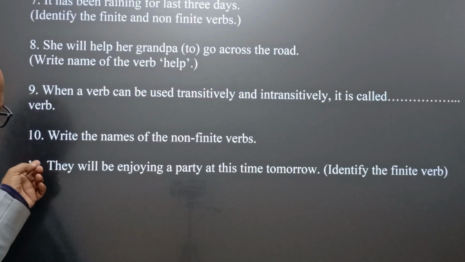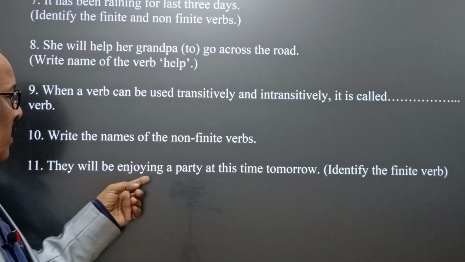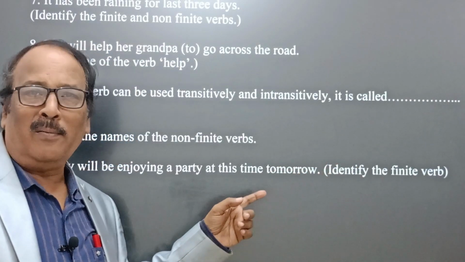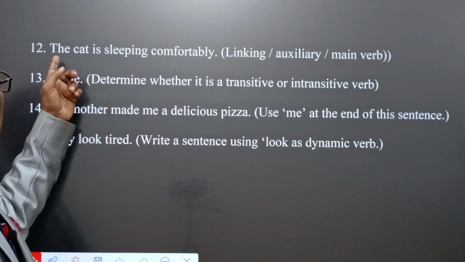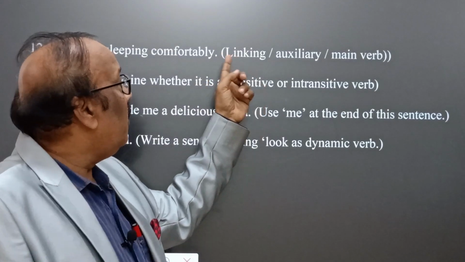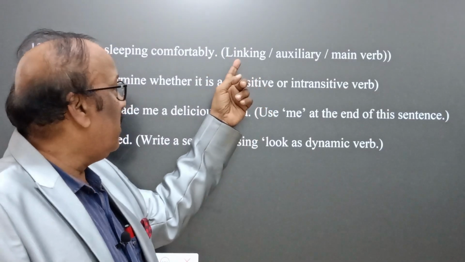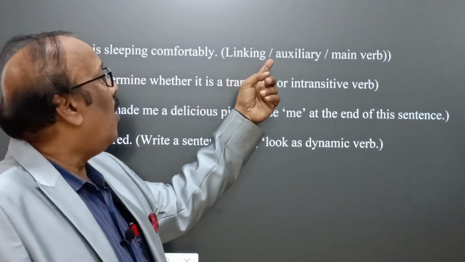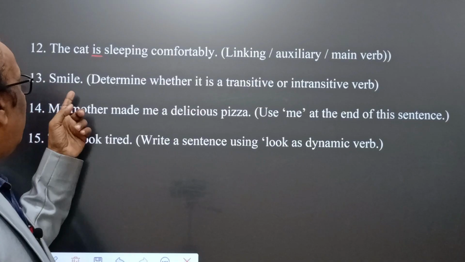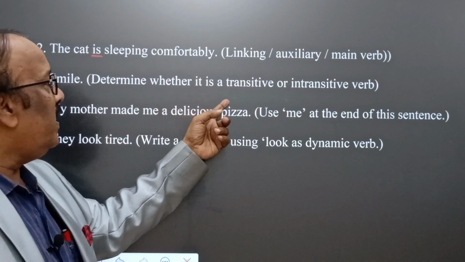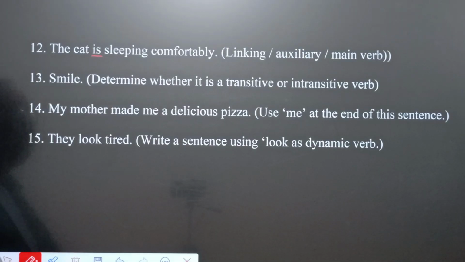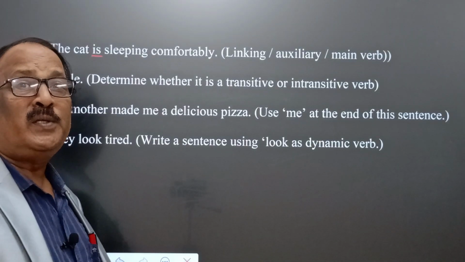Question number 11. They will be enjoying a party at this time tomorrow. Identify the finite verb in this sentence. Question number 12. The cat is sleeping comfortably. The instruction is here: you have to decide whether it is a linking verb, auxiliary verb or main verb. Question number 13. Smile. Determine whether it is a transitive or intransitive verb. 14. My mother made me a delicious pizza.